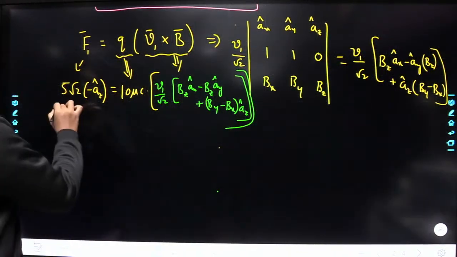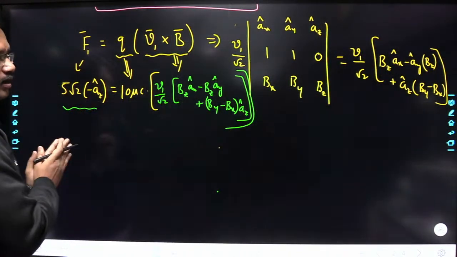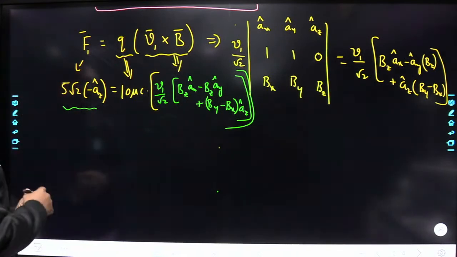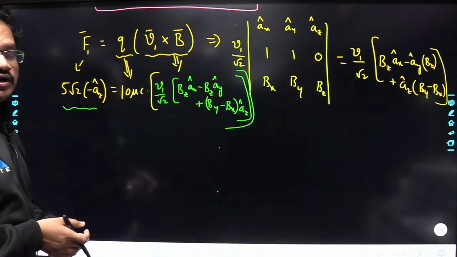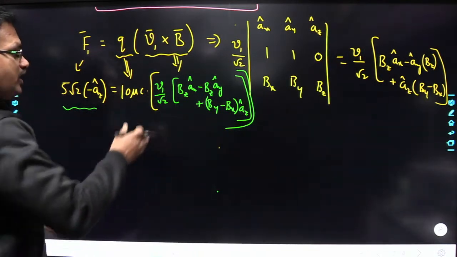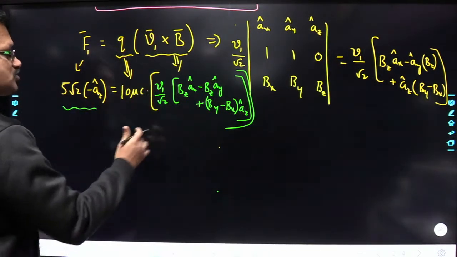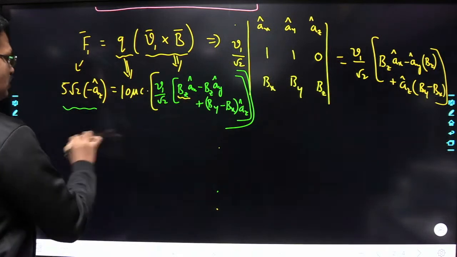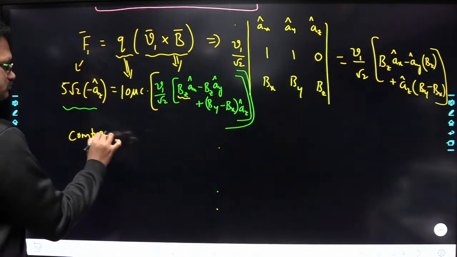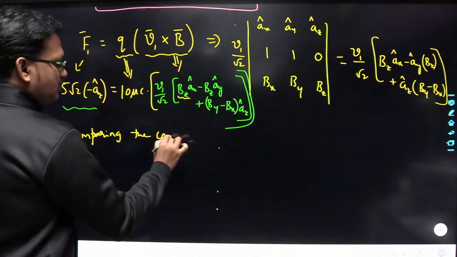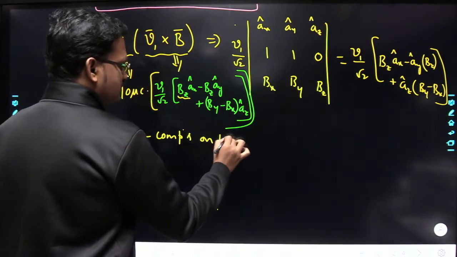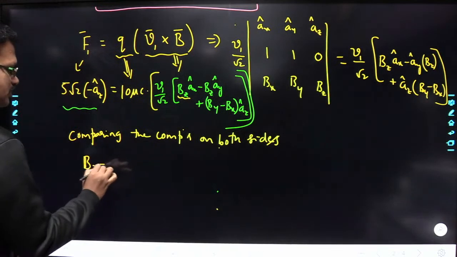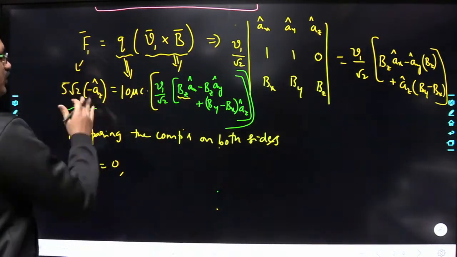Now you have to compare the components on both sides. So if you observe on LHS side, the x component and y component are 0. So equate the x component to 0. Here the x component is nothing but Bz. Understood? Okay. So comparing the components on both sides, you will get Bz is equal to 0. Right. And y component is also 0.